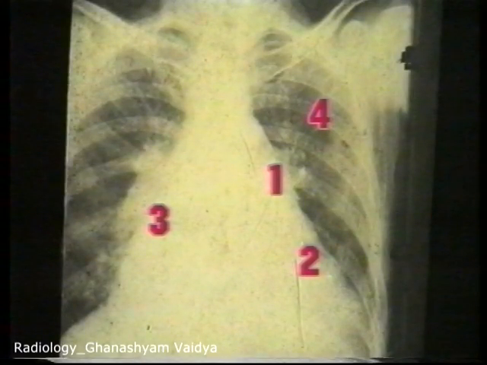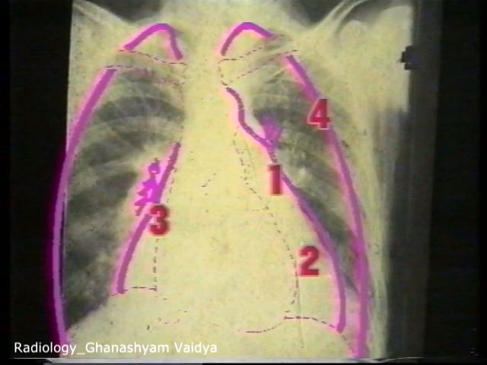This X-ray shows number 1, a prominent pulmonary conus and vessels. Number 2, left ventricular hypertrophy and straightening of the left heart border. Number 3, right atrial and ventricular enlargement. And number 4, prominent upper zone vessels of pulmonary hypertension. This is the diagrammatic representation showing prominent pulmonary conus, straight left heart border and right ventricular hypertrophy.